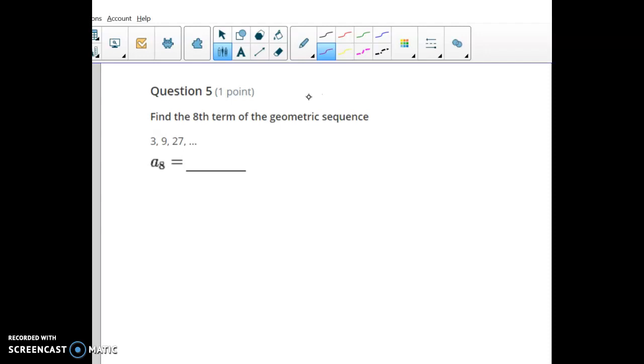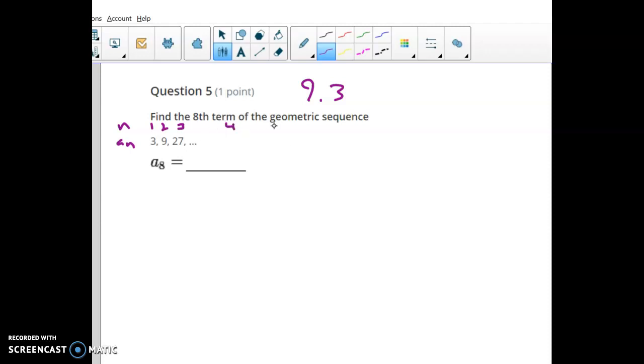Alright, this video is to help with 9.3, question number 5. We have to find the 8th term in the sequence. So we know the first 3 terms, 1, 2, 3. And so again, the term number is called n, and the value is a sub n. So we want to find a sub n for number 8.